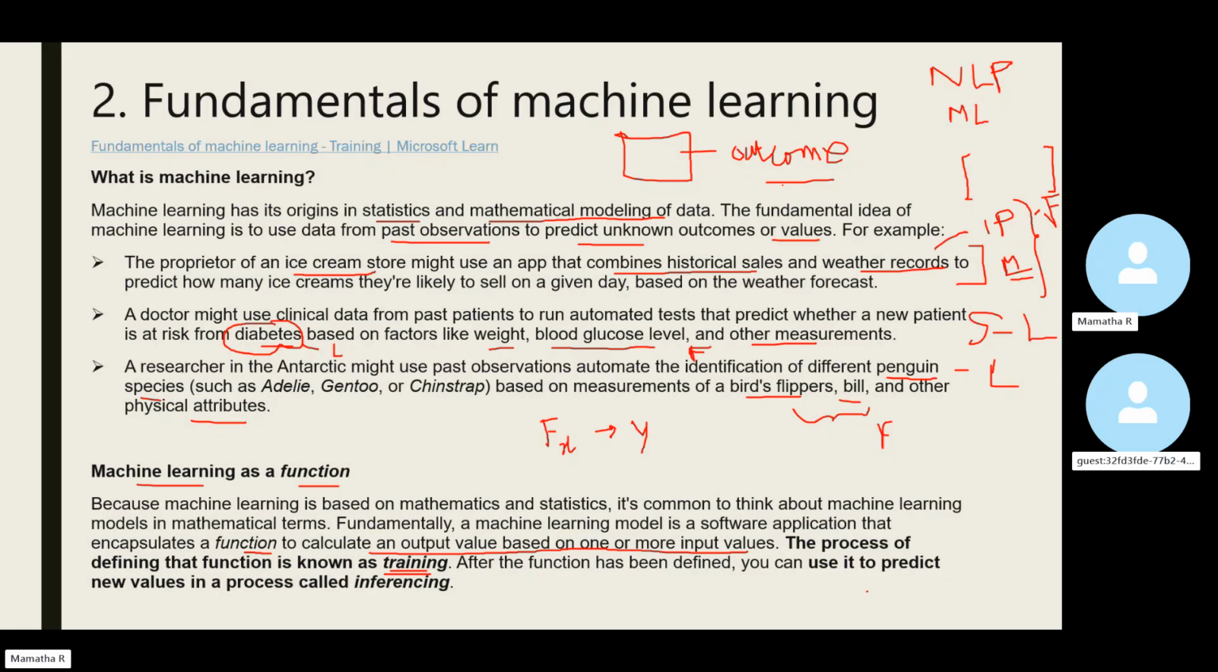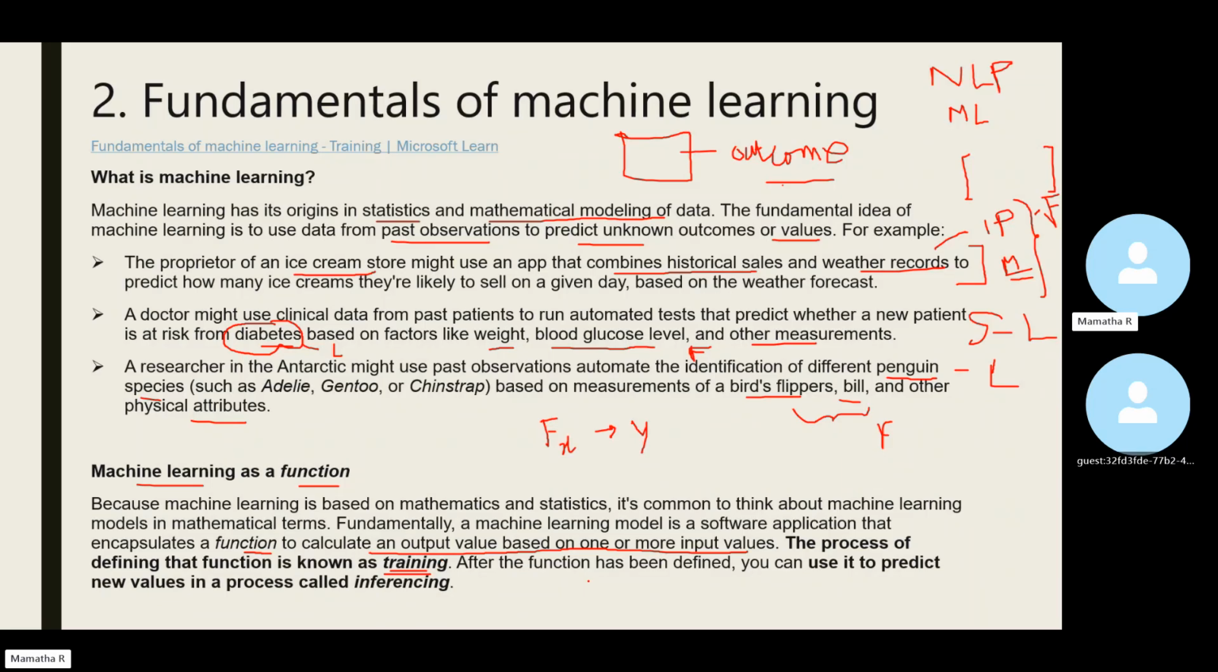What is the difference between machine learning and function? Machine learning is the process which includes all these stages. If I want to develop one machine learning model, I have to pass through all these stages. The first stage in ML is training the model. For training the model, I'll be taking the different data which is already present with me.